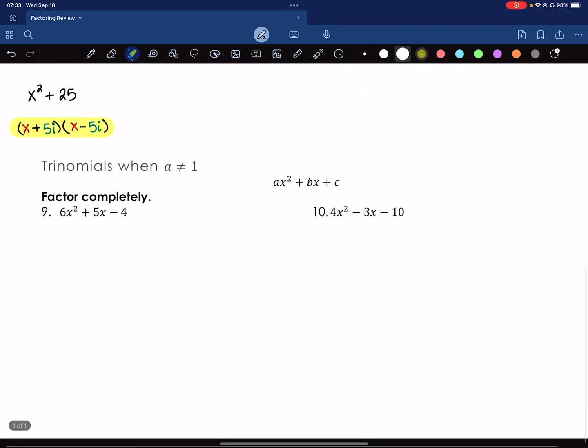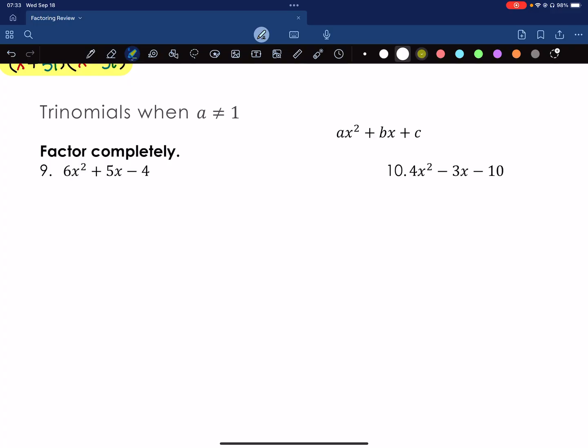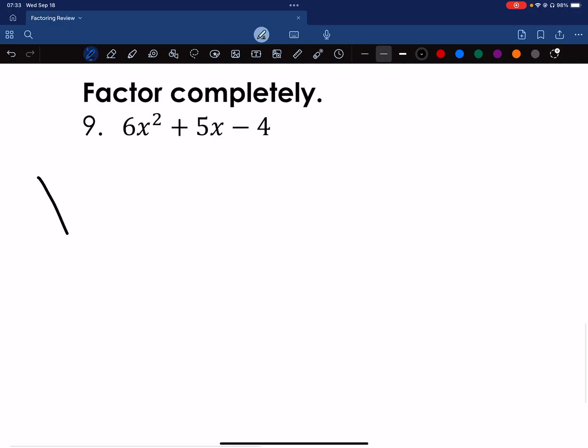Okay, the last part is the trinomials when a doesn't equal 1. We're going to do the exact same process, but this adds in one extra step. I call this method slide and divide. Okay, so we're still going to have our x. We always check to see if there's a greatest common factor. There's nothing that goes into all 3 terms.